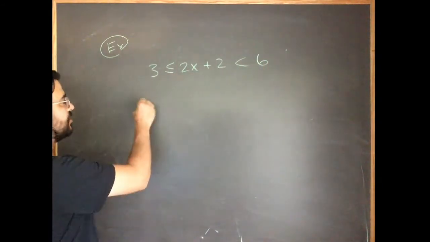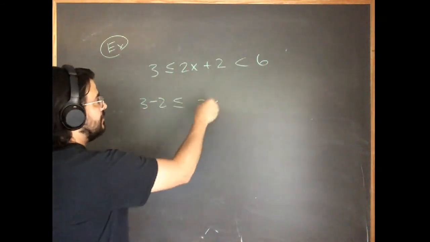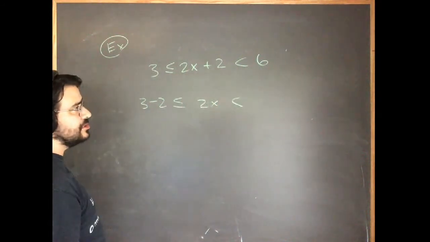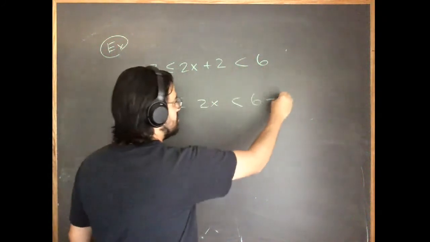Okay, so here we get 3 minus 2. 2x plus 2 minus 2, the 2's are going to cancel, so I'll just cancel it out there. There's just a 2x on its own. And then here we would do 6 minus 2.